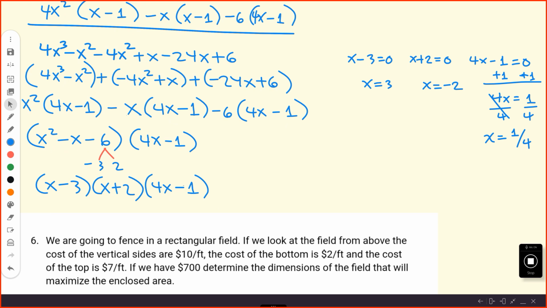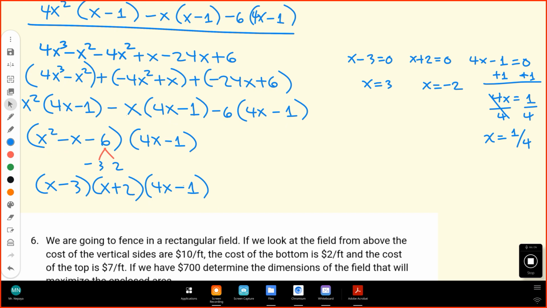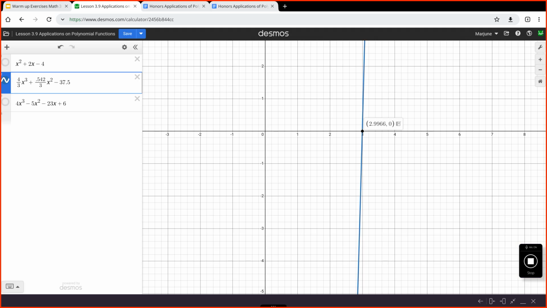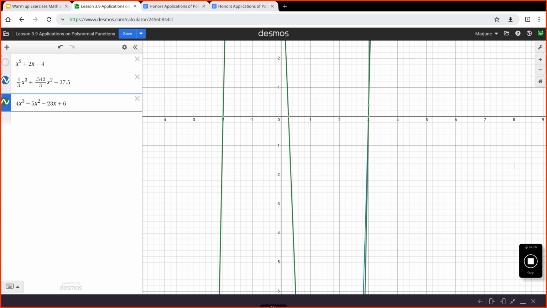Well, if you plug it in on Desmos, again, you just have to look at the x-intercepts to check your values, right? So if we plug it in, that's going to give you 3 zeros, right? So same numbers, negative 2, 3, and 0.25, just to check. Okay, so which of these zeros are the closest to each other? 0.25 and 3, right? Because negative 2 and 0.25, which is closer?